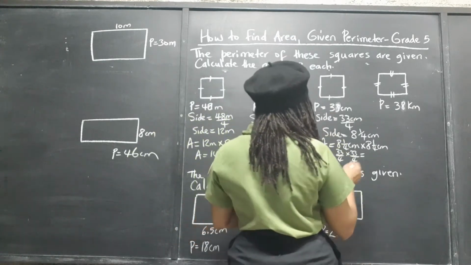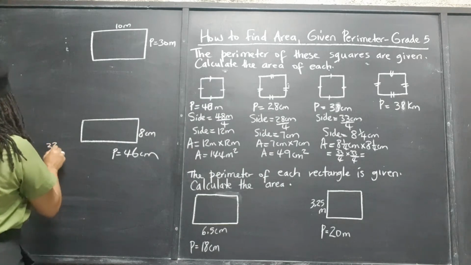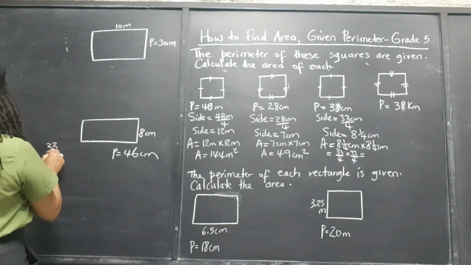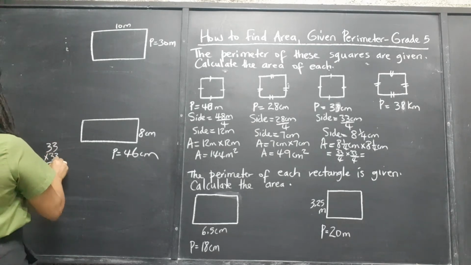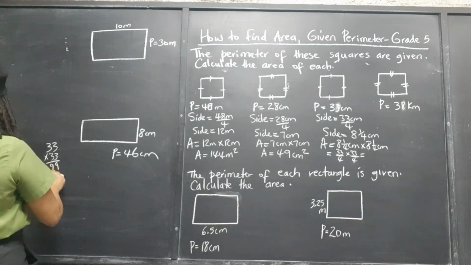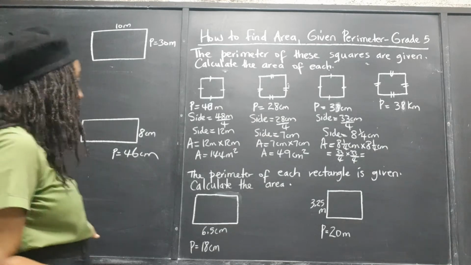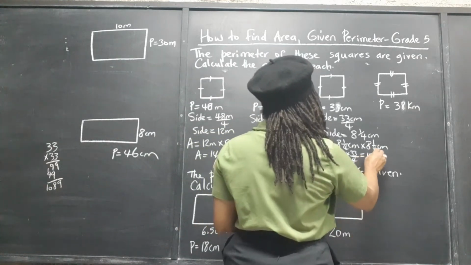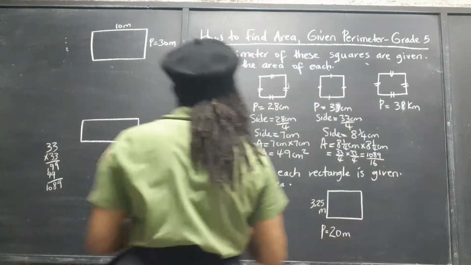Alright, so let's work it here. 33 times 33. 3 3s are 9, 3 3s are 9. 9 and 9, 18. So that's 1089 divided by 16. So we're going to work that to the side.